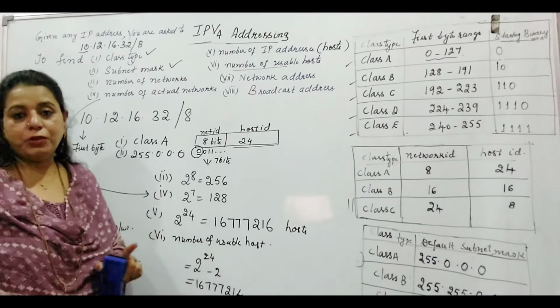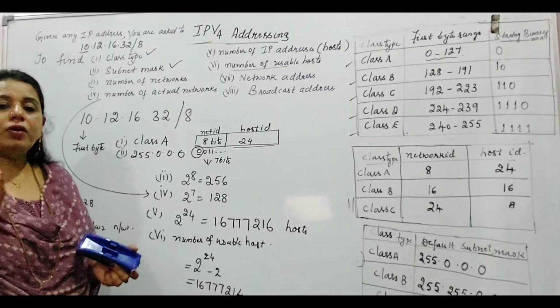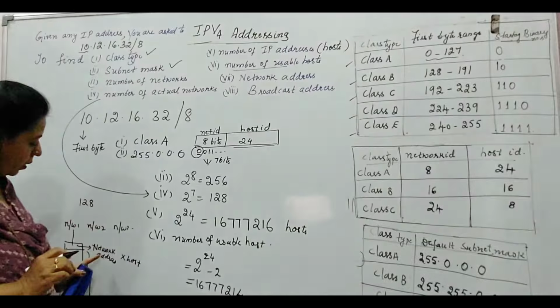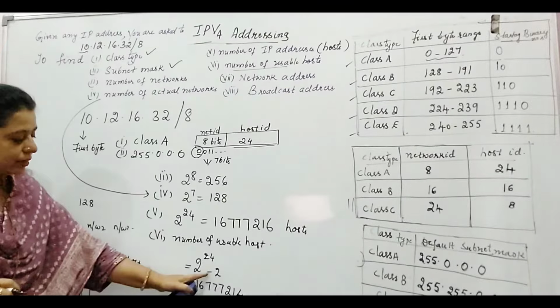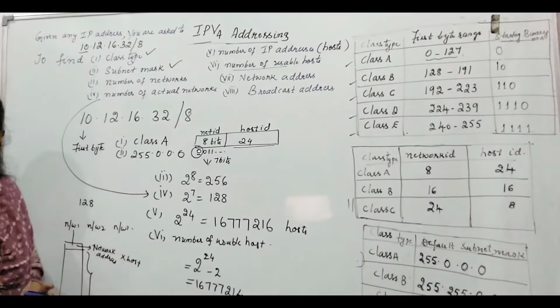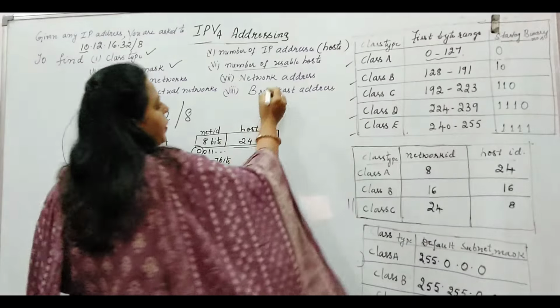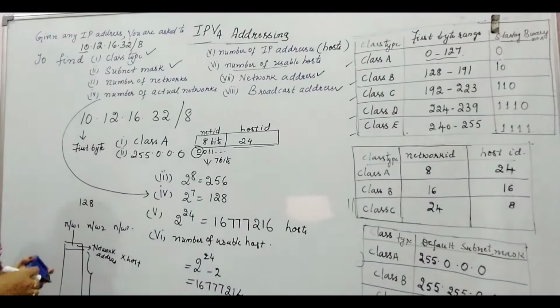Usable host means a host to which you can give an IP address. But whenever you give an IP address to a device, you cannot give the first address of the network, and you cannot give the last address of the network. That's the reason. Just subtract 2 from the total and you will get the number of usable hosts. And then you need to find out the network address and the broadcast address. Now, how do you find out the network and the broadcast address?